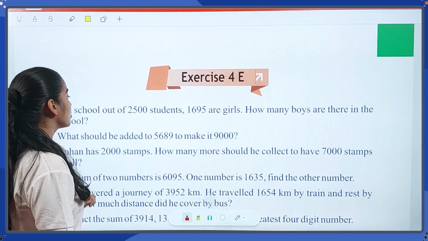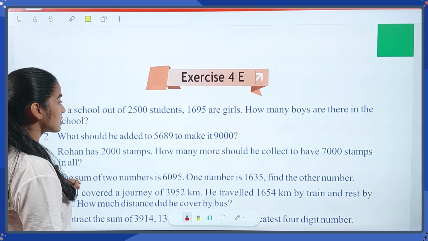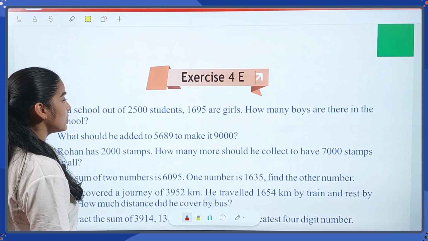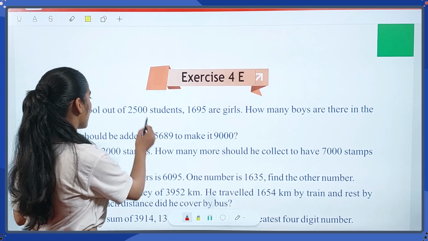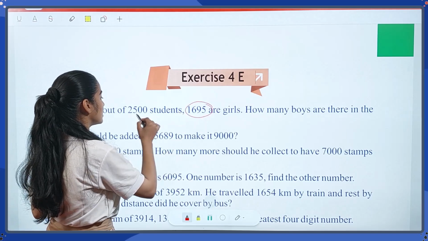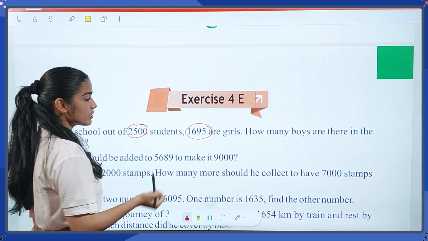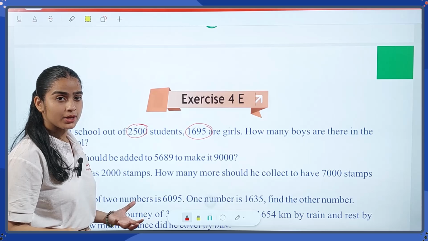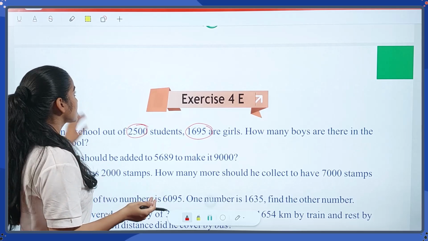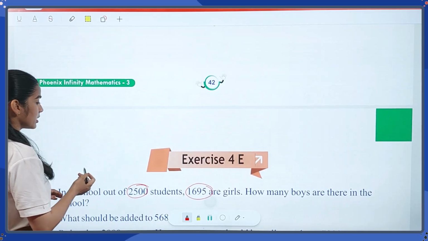In a school, out of 2500 students, 1695 are girls. How many boys are there in this school? So you have to subtract 1695 from 2500. For this, now it's totally up to you which method you want to apply. You can choose the long skip counting as well. You can choose the expanded form.